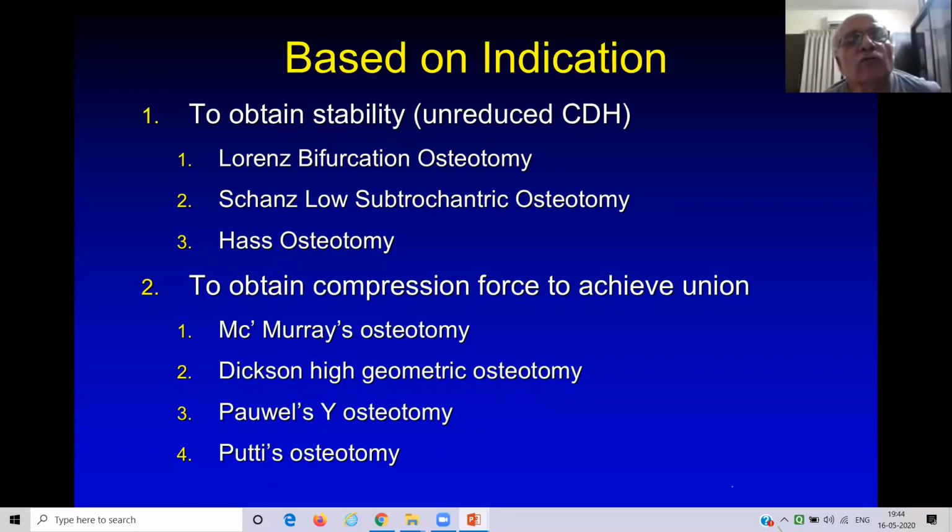Second, not for stability, but to achieve compression force for union. In olden times, the non-union rate was very high. So we used to do varieties of osteotomies. McMurray was one of them, and Dickson, geometric, Pauwels osteotomy. Putti we don't do now, but Pauwels is a very powerful osteotomy, especially for non-union, of which I'll show you an example. McMurray definitely it was. We'll go to the principles of McMurray when we discuss McMurray. So that is the second indication, to achieve compression for union.